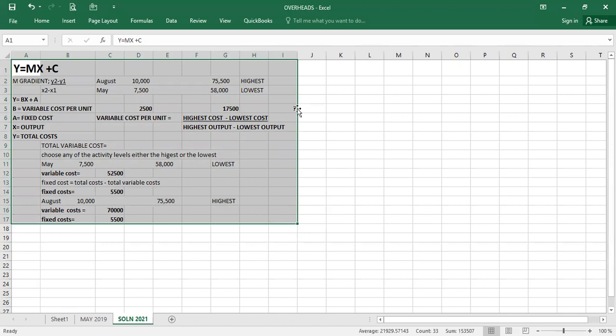And if you don't produce, it will be 7 times 0, which will give us 0, which confirms that at 0 output, we don't incur the variable costs. We only incur the fixed cost, because even if you're not producing, that amount of the fixed cost is still paid. So that's it.